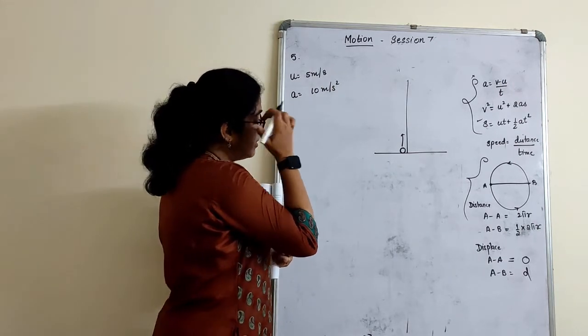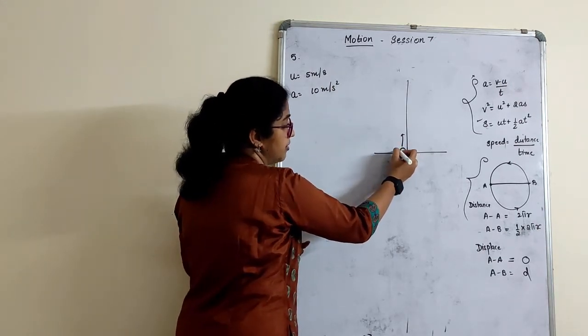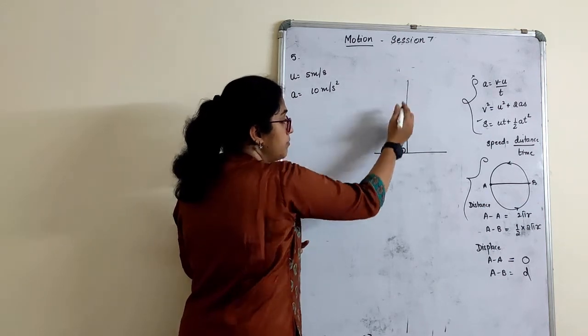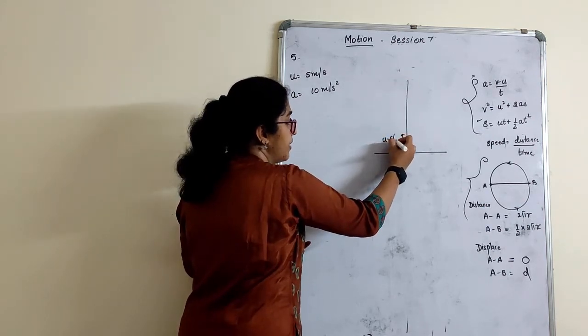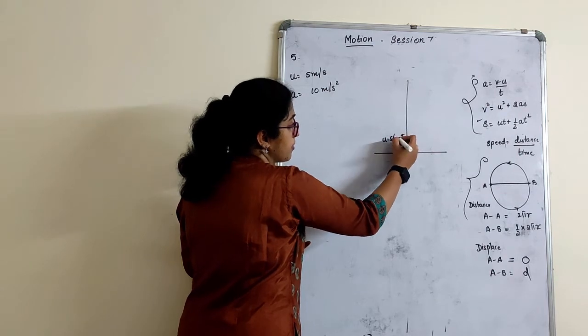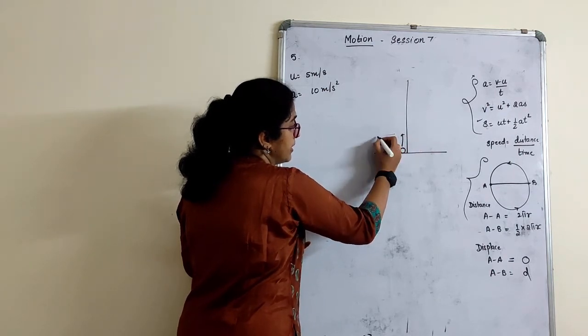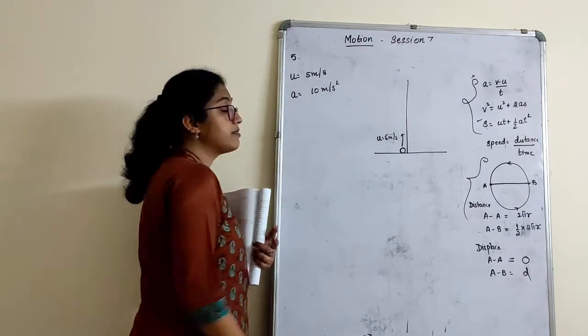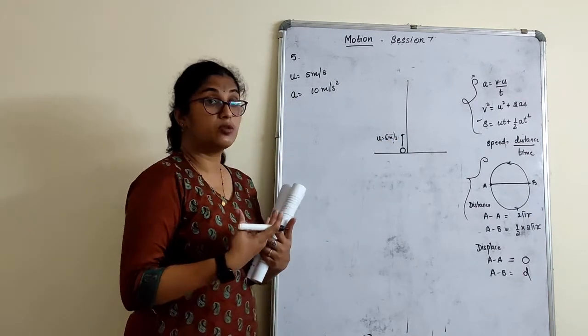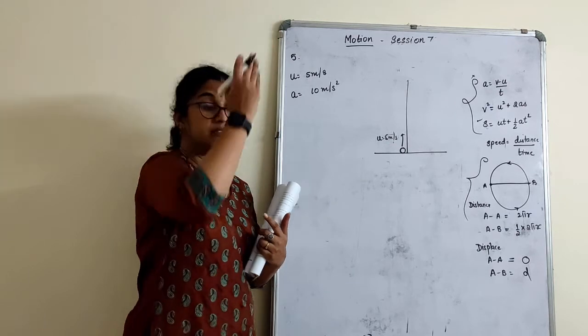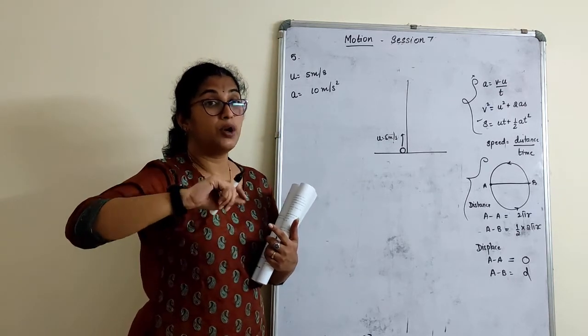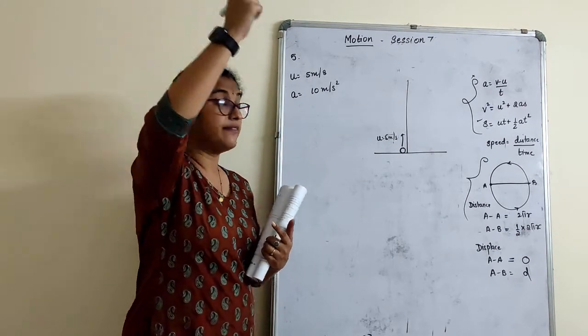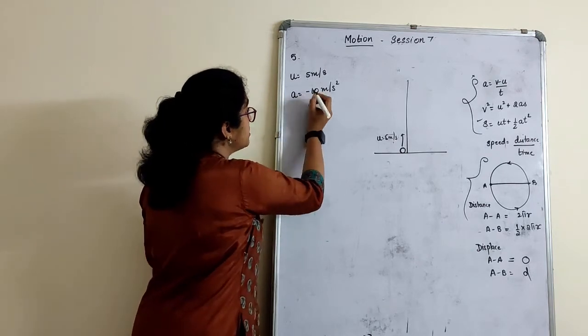See, now this is a stone, children. If it is thrown with a velocity, say that 5 meters per second, U is equal to 5 meters per second. Since it is traveling up, that means it is going against the gravity. So whenever a body travels against the gravity, acceleration is negative.